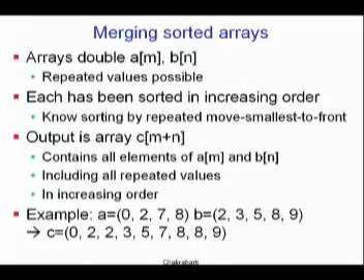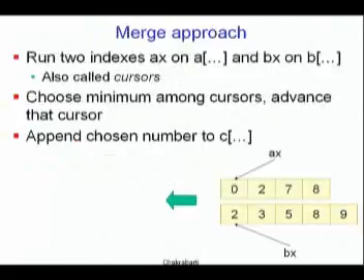For example, if A is 0, 2, 7, 8 and B is 2, 3, 5, 8, 9, then C has to be their merger. If that results in duplicates, so be it, it has to be sorted. So 0, 2, 2, 3, 5, 7, 8, 8, 9. That should be the sorted array.